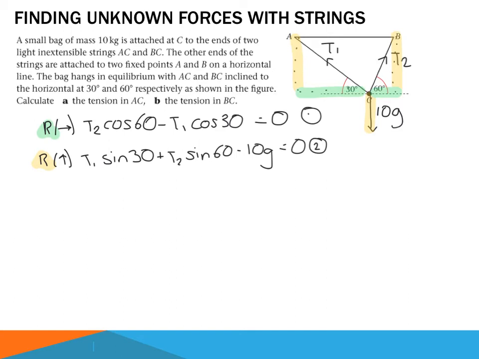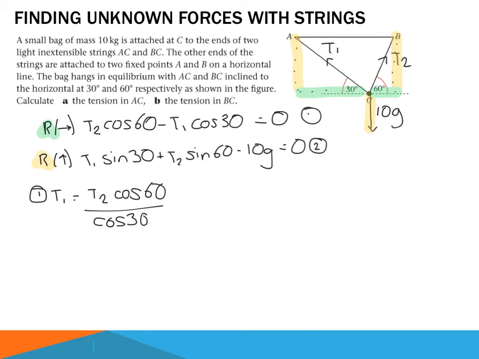Okay, so we've got our two equations now, but looking at them straight away, we know that there's no easy way to solve these, so we're going to have to do some simultaneous equation solving. I'd be tempted to take equation 1, rearrange it and make T1 the subject, and then substitute that into my second equation. So if I make T1 the subject, it's going to be T2 cos 60 over cos 30. Practice doing that rearrangement yourself so that you're happy with it.